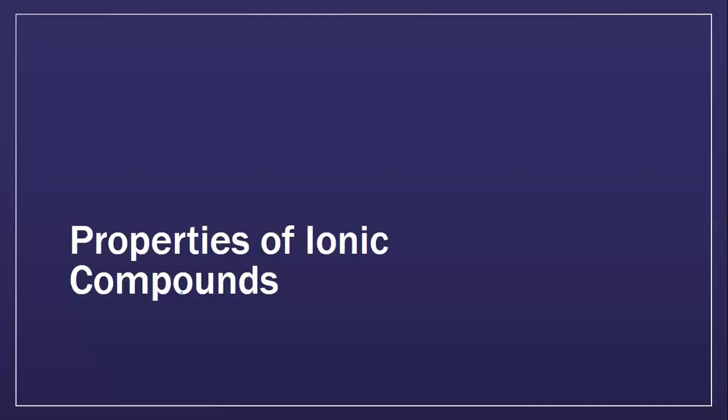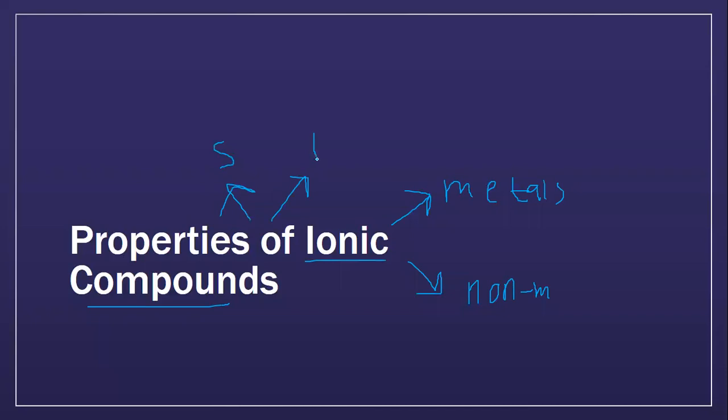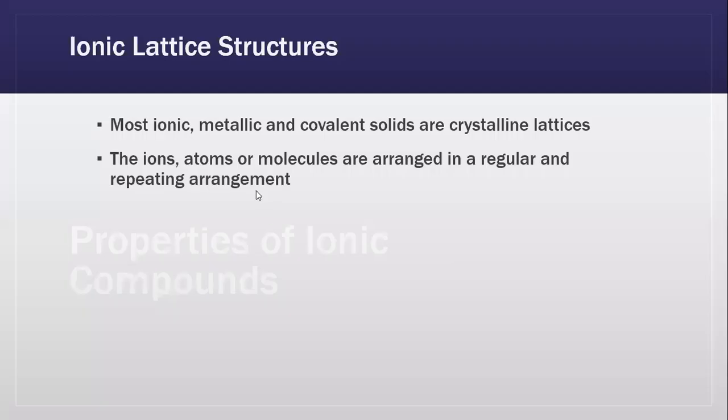If we talk about properties of ionic compounds, अब ionic compounds का क्या मतलब है? We have metals and we have non-metals. अब ionic compounds also exist in two forms. They can be either in a solid form, they can be in a liquid form, or what we call as molten. Molten form के अंदर भी compounds हो सकते हैं.